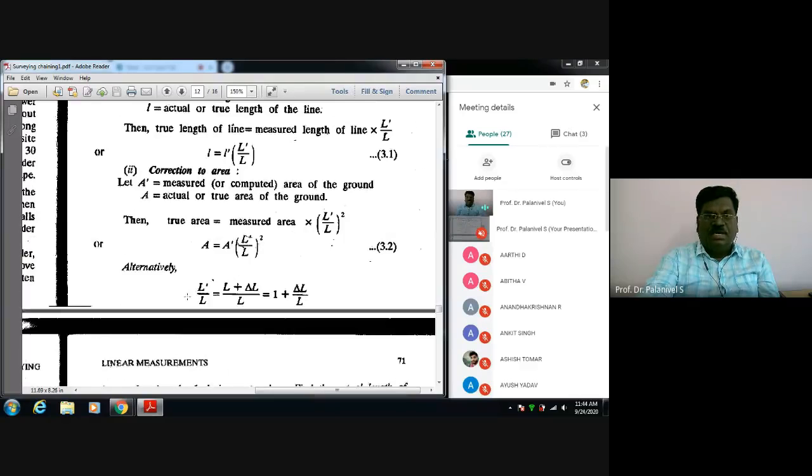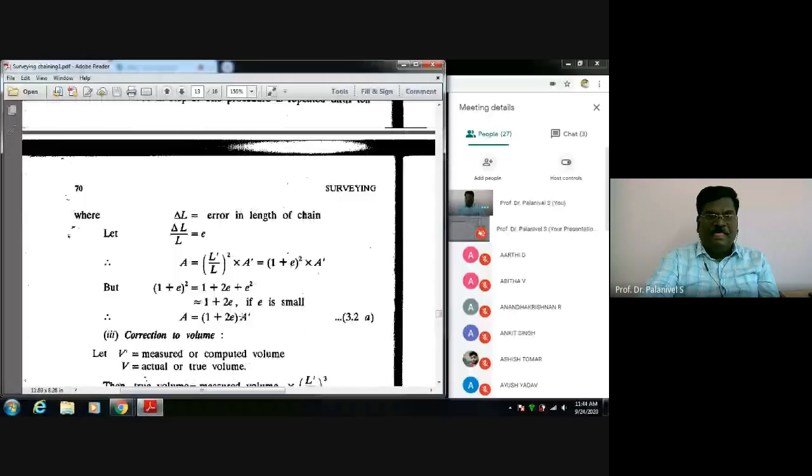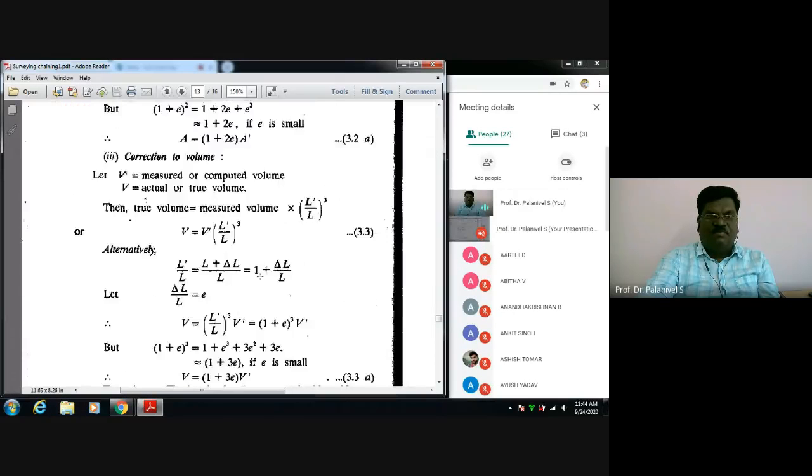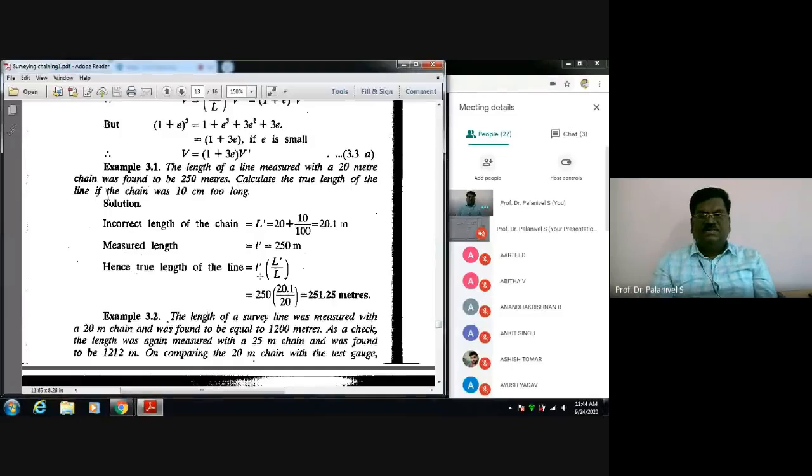Alternative method not required. Just remember this. For volume, not required. It is given for volume, but that's not necessary. Okay, we'll see some simple problem, integral problem.